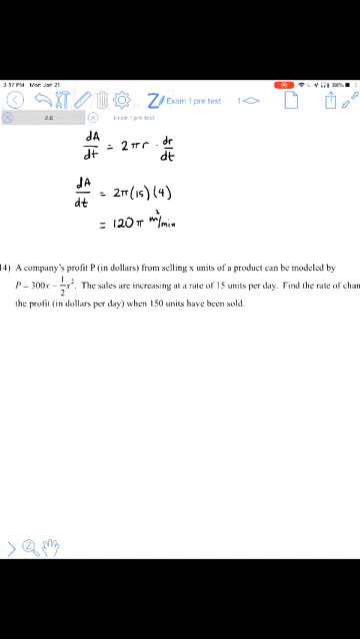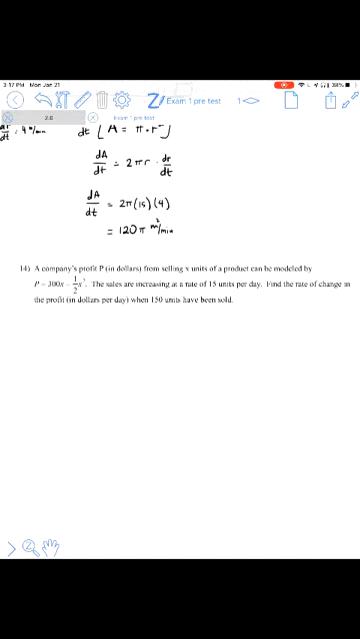Okay. Question 14 is going to turn out to be a related rates problem because it says that sales, which is x, is increasing 15 units per day. So dx, and per day, day is a measurement of time, so it's dx/dt equals 15 units per day. Find the rate of change in profit. So what we're supposed to find is the rate of change of profit.